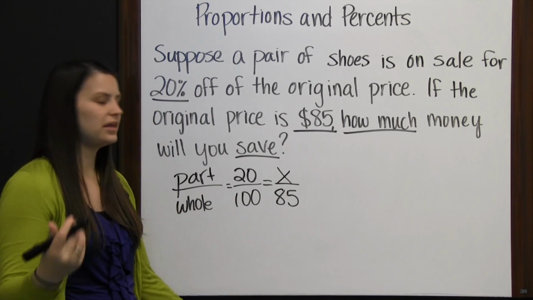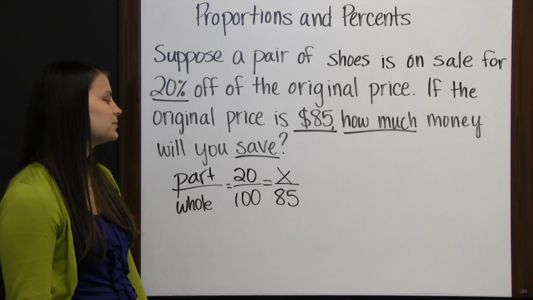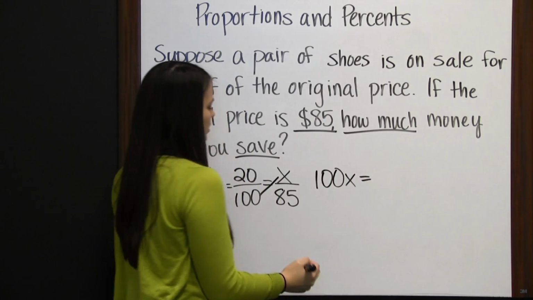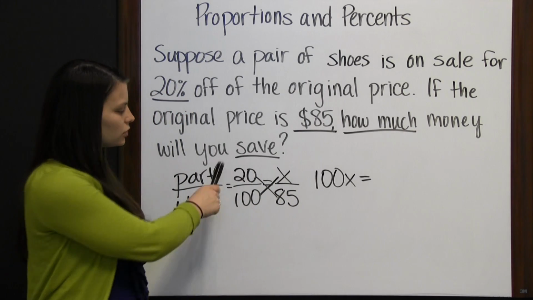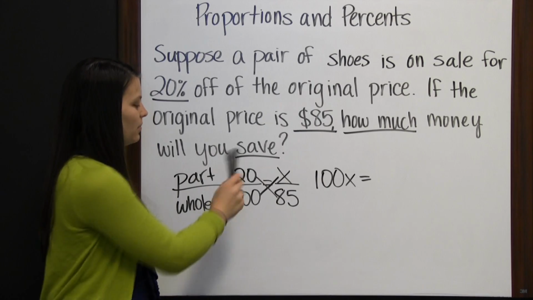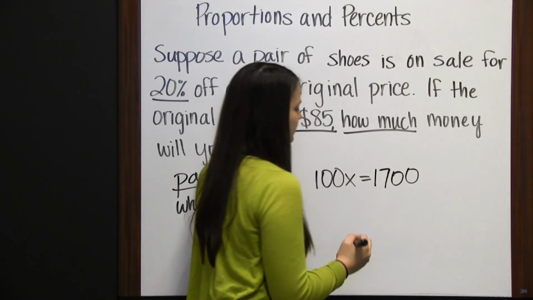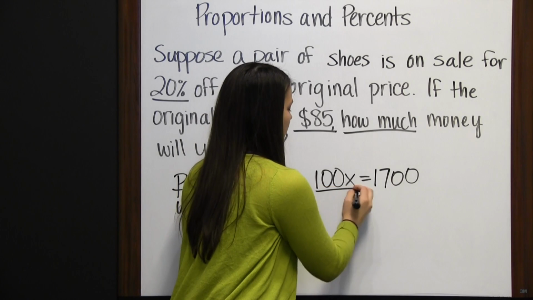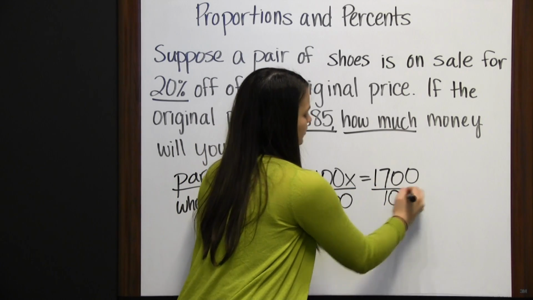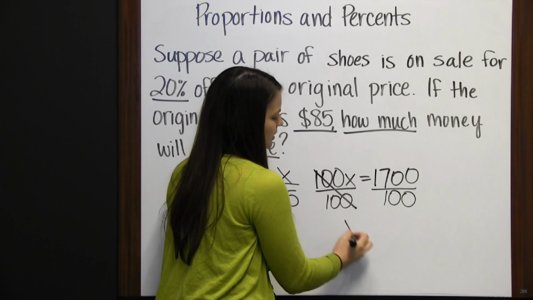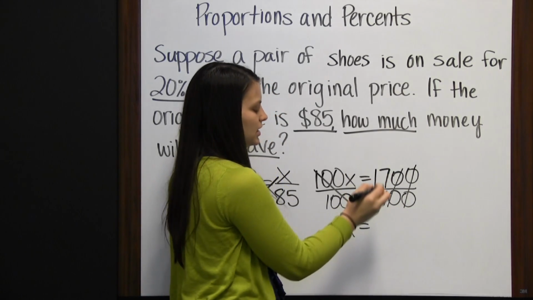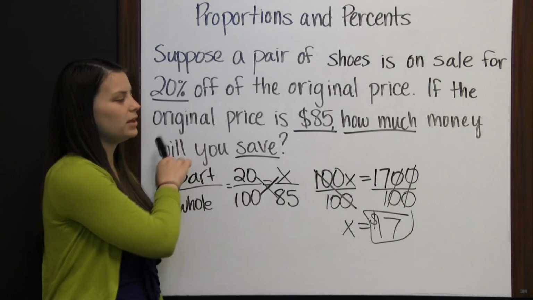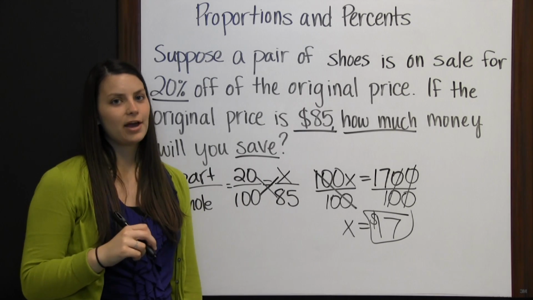So we can just use an x or anything. And then to solve our proportion, we're going to cross multiply. So we cross multiply 100 times x, which is 100x, is equal to 20 times 85. 2 times 85 is 170, and then we add a 0 for the 20, so 1700. Then to solve for x, we have 100 times x, and the opposite of multiplying is dividing. So we divide both sides by 100. 100 divided by 100 is 1 times x is x. Cancel our two zeros. 17 divided by 1 is 17. Therefore, if our $85 pair of shoes was 20% off, then we'd be saving $17 when we buy our shoes.